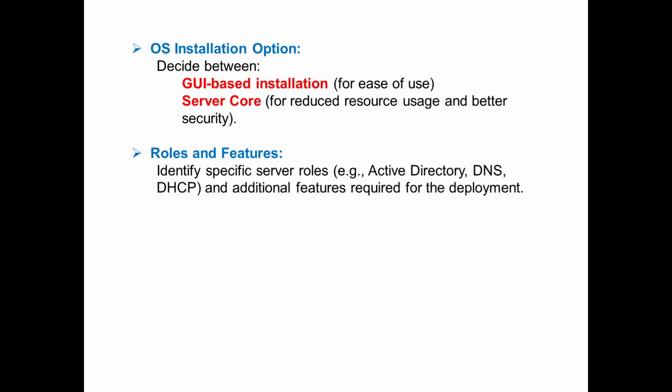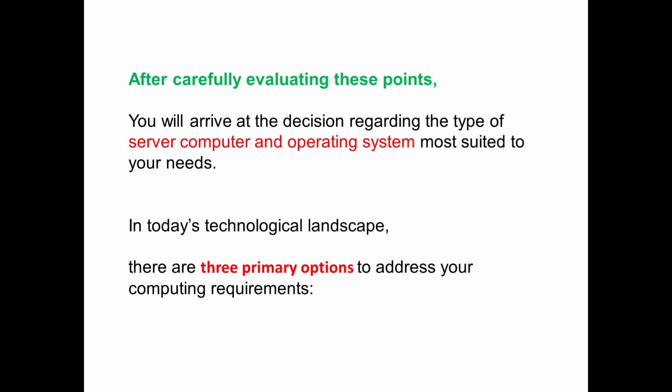In this entire course, we are going to use GUI based installation, also known as Desktop Experience. After this, you have to decide which role and feature you are going to install in the server. You have to identify a specific role like Active Directory, which is most often required, DNS or DHCP, and additional features required for the deployment. After carefully evaluating these points, you will arrive at the decision regarding which type of server computer to purchase and which operating system is best suited for your organization's needs.